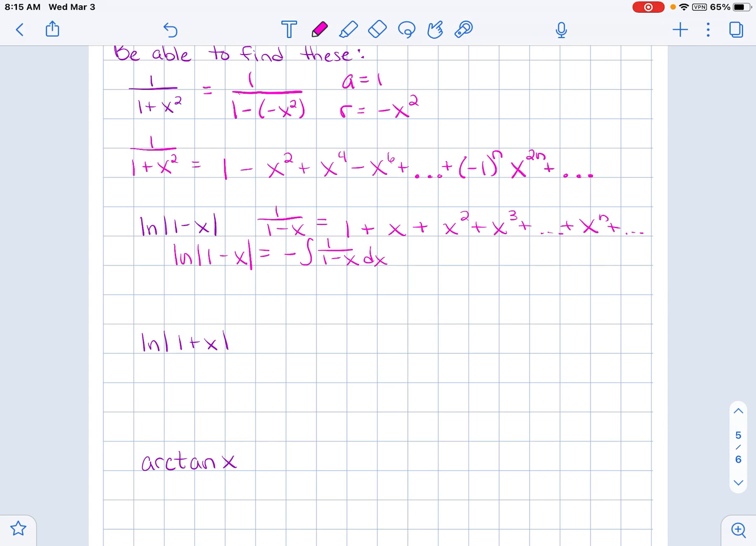So thinking about u prime over u, if u was 1 minus x, u prime would have been negative 1. So the antiderivative of 1 over 1 minus x is the natural log of 1 minus x. So let me see if I can write this a little bit more clearly, because I feel like I'm talking in circles. So the natural log of 1 minus x is equal to the negative, the opposite, of the antiderivative of 1 over 1 minus x.